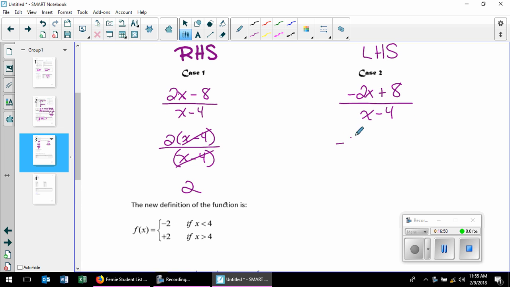So if I take a negative 2 out of here, do I have a limit for this function? No.